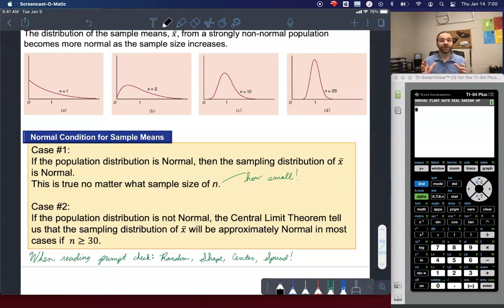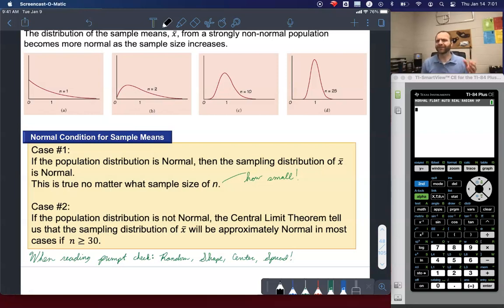So, in other words, read the prompt. Check random shape center spread in the prompt. If your prompt says the shape of the population is normal, great, you're in case number 1. If it says nothing about the shape of the population, doesn't say anything at all, or if it says it's right skewed or left skewed, or it says it's non-normal, then you're in case 2 where you need to look at the sample size and make sure it is large enough for the central limit theorem.